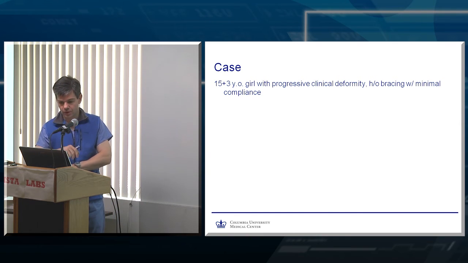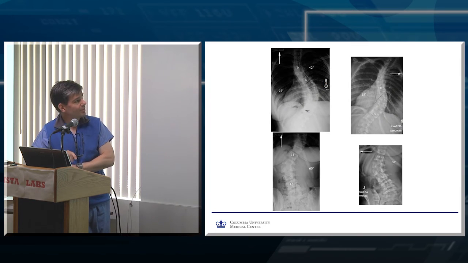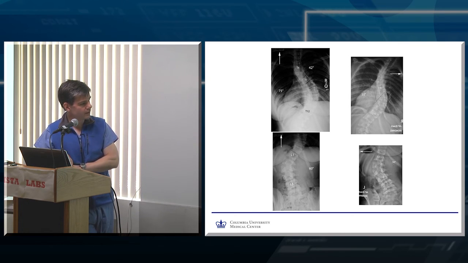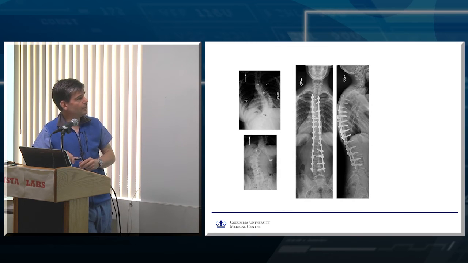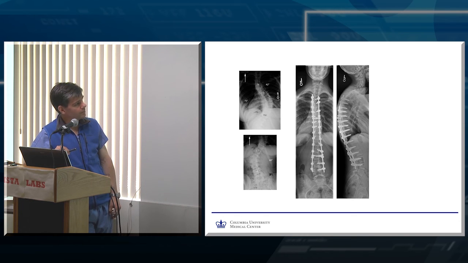A 15-year-old girl, progressive clinical deformity, bracing, minimally compliant, 75 degrees, right thoracic curve bends down to 55, a 60-degree curve bends down to 50 and change. Her upper thoracic, I don't know what happened to her, the upper bender here is 42 degrees, moderately flexible there. So this is a double major.